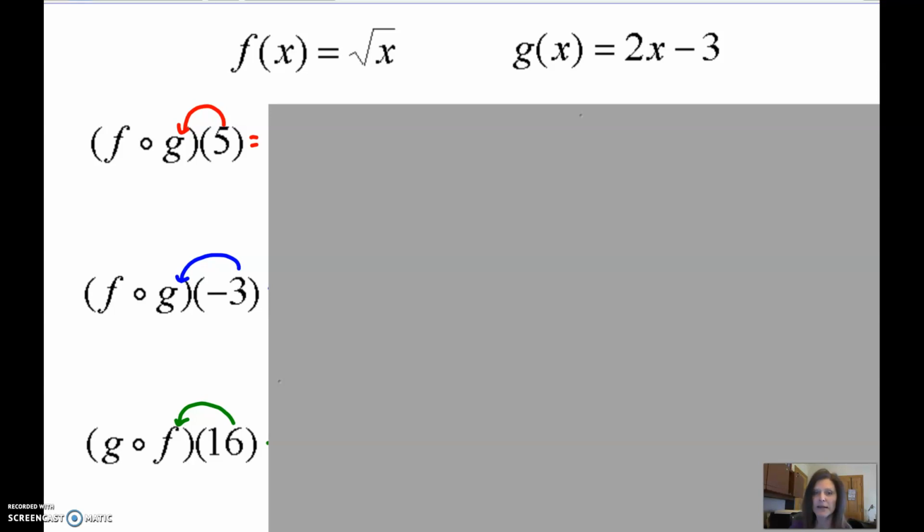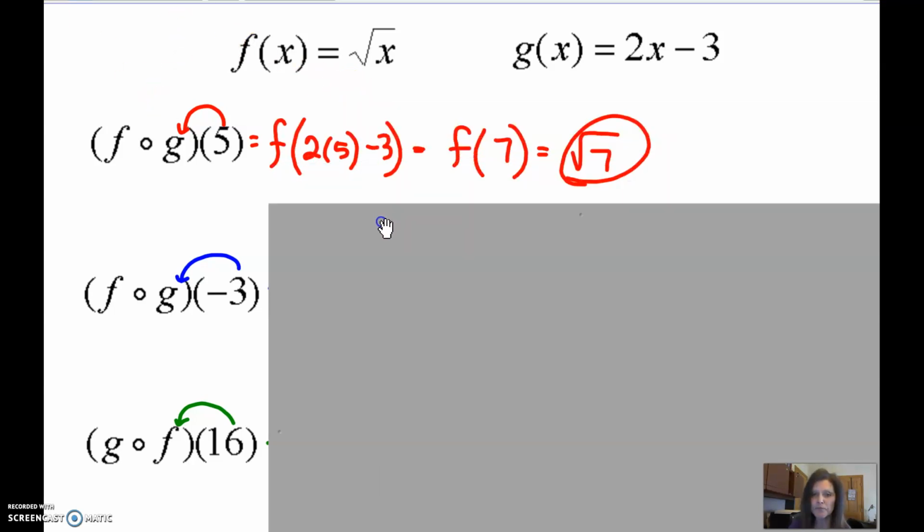Okay, if you paused it, you can check your answers now. So what I have here is f of g of 5 means I'm going to keep f hanging around for a minute. I'm going to go figure out what g of 5 is, so I plug it in over here in the g formula, and I get f of 7, then I plug that into f's formula, square root of 7, it's best I can do.